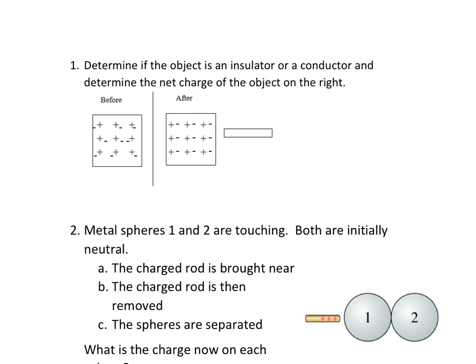I want to do 3 quick examples. And then we'll do a lot more of this in class. So first, we want to determine if the object is an insulator or a conductor, and then determine the net charge of the object on the right. So just by looking at this, here's the object before. You can see where all of the positive charges are, where all of the electrons are. And then after. Since all of these electrons moved, you know that this has to be a conductor.